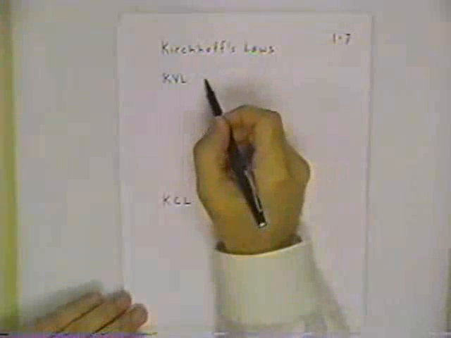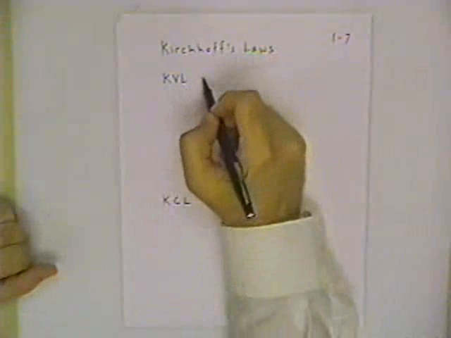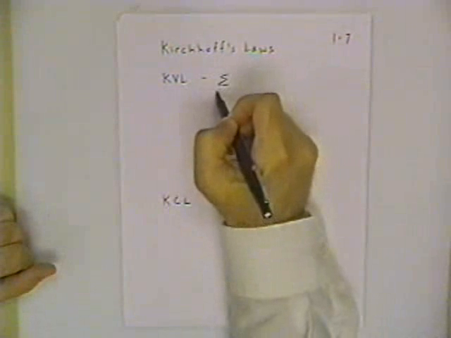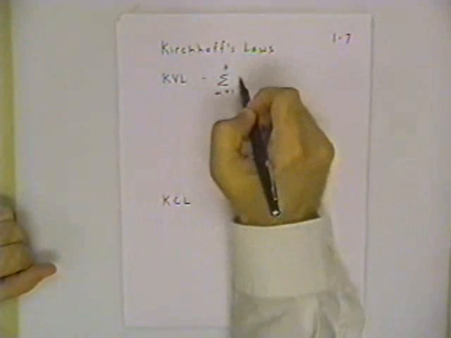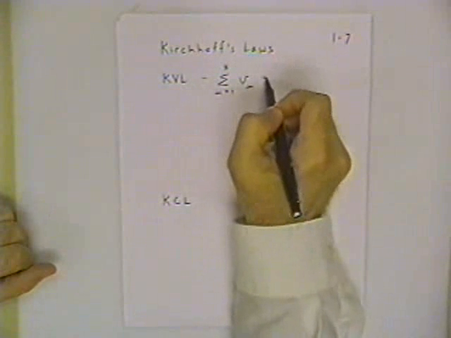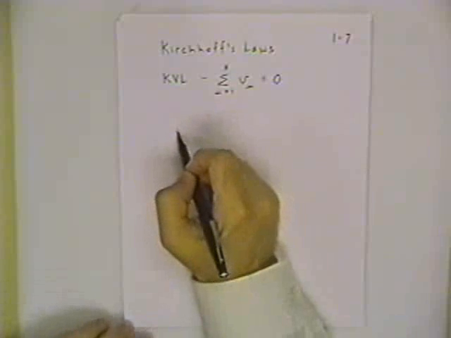Starting off with Kirchhoff's voltage law, better known as KVL. This says that the sum of all the voltages around a particular loop is going to be 0. Now, what does that mean?